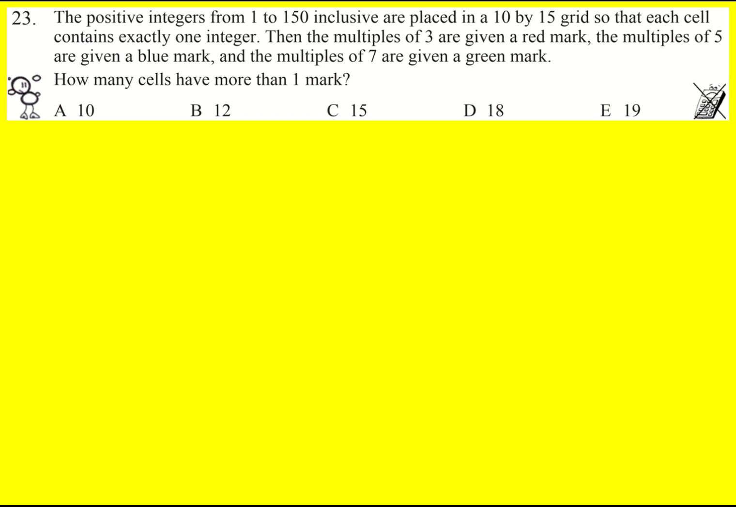We don't actually need to draw the grid in this question. We've got multiples of 3, 5, and 7 all being given different marks, and we're interested in how many have more than one mark. So it might have 3 or it might have 2. And so let's first of all look at ones. It might not necessarily have 2, but let's look at multiples of 3 and 5, and that is multiples of 15.